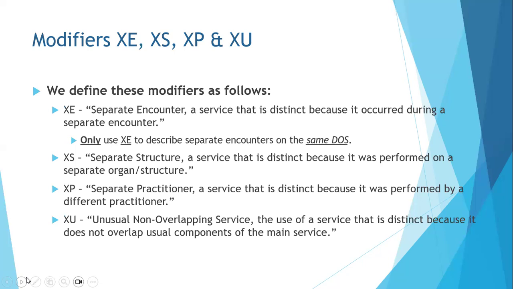So modifiers XE, XS, XP, and XU. Okay, so these were developed some years ago to further clarify the modifier 59. Okay, so 59 has been used and abused forever. Many providers out here want you to put a 59 on everything to unbundle them so they can get paid more money.